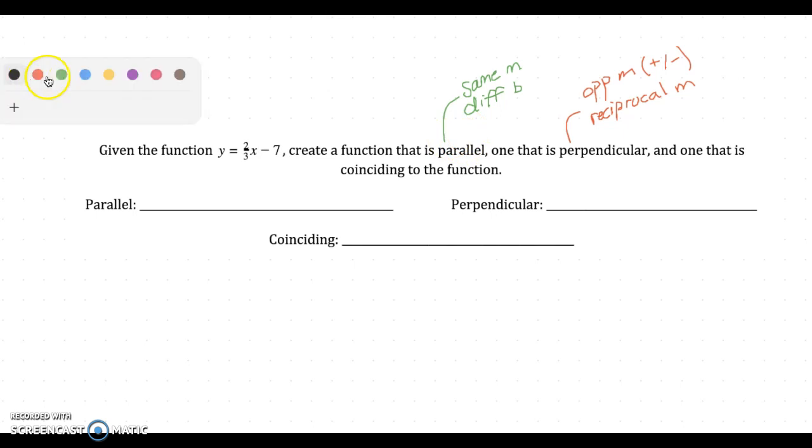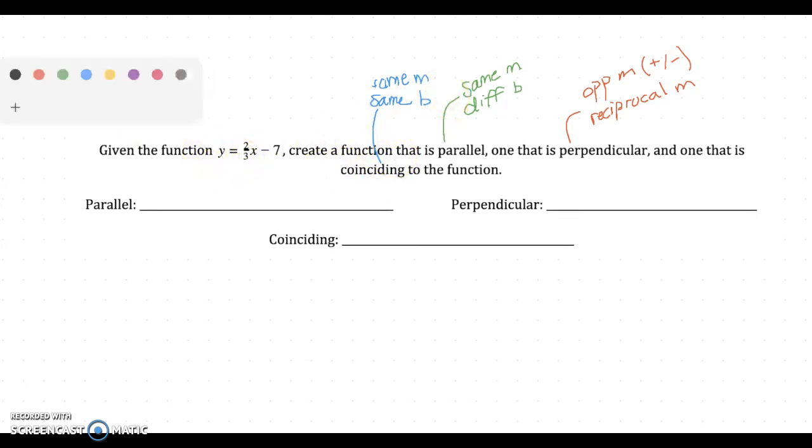And lastly, coinciding lines are the exact same lines. So coinciding lines mean that they have the same m and the same b. So let's actually get to writing these equations.